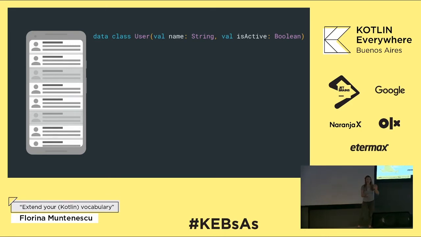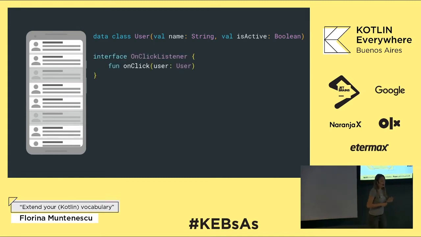So let's say that we need to display a list of users. So to represent a user, we have a data class that has a name and a Boolean that says whether the user is active or not. So if the user is not active, we just want to show it grayed out. Because we also want to be able to tap on a user and do something on the tap, like activate it or deactivate it, we're defining an on-click listener that gets a user.